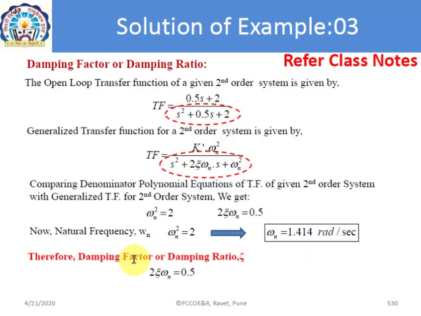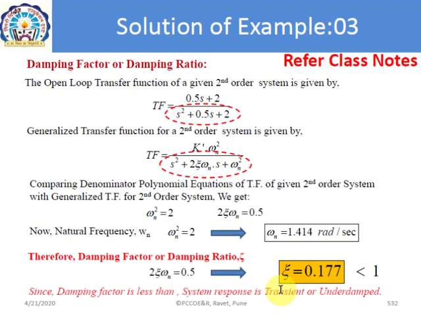Therefore the damping factor or damping ratio zeta can be determined from the second finding after comparison, that is 2 zeta omega n is equal to 0.5. Since we know the omega n value from the previous calculation, we can find zeta is equal to 0.177, and you can observe that this zeta value is less than 1. So if it is less than 1, we can conclude that the damping factor is less than 1.